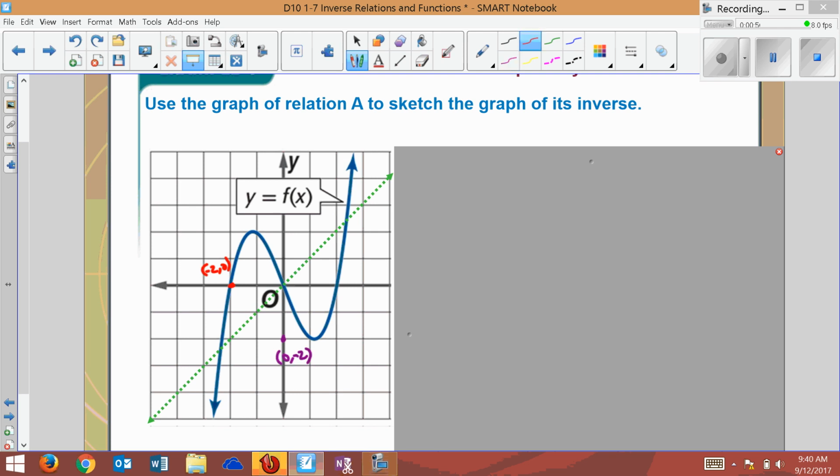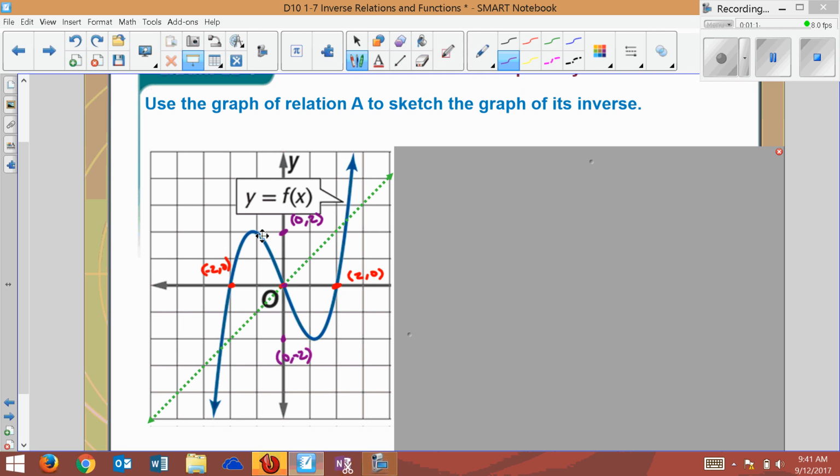And then I would find another one. So this point is 2, 0. And so this would reflect, and its inverse would become 0, 2. So we'd have this point. All right. And you would go through doing these points. Now, obviously, 0, 0 would reflect and stay as 0, 0. So this would work for both.